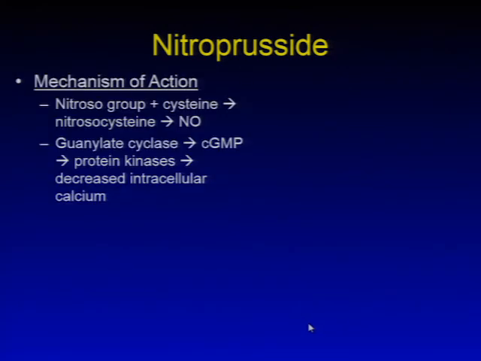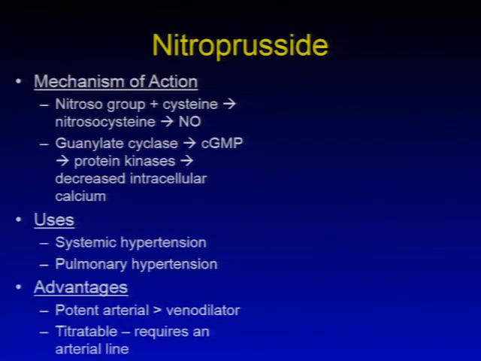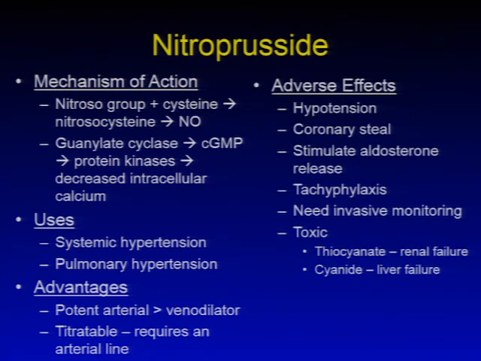Nitroprusside can be administered as an infusion. The mechanism of action is described here, which all leads to a decrease in intracellular calcium levels within the vasculature. It's used to treat systemic hypertension as well as pulmonary hypertension. It is known to be a very potent arterial vasodilator, so it's very effective, and as well it's titratable. The adverse effects, however, are the potential for profound hypotension. It can stimulate aldosterone release.